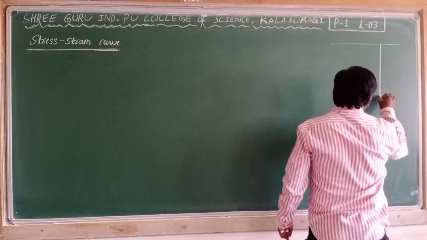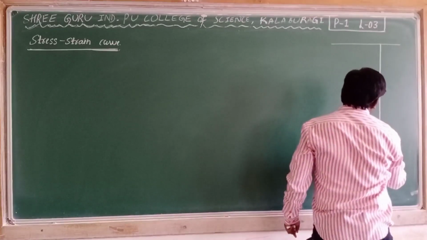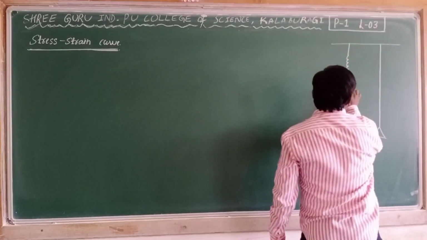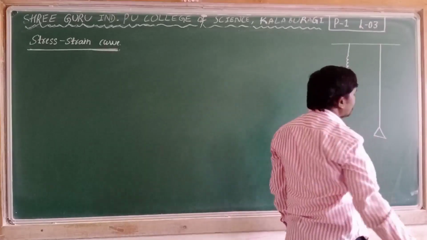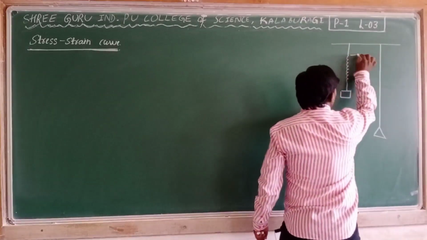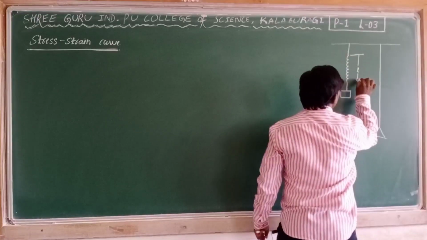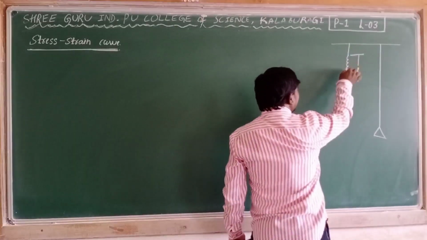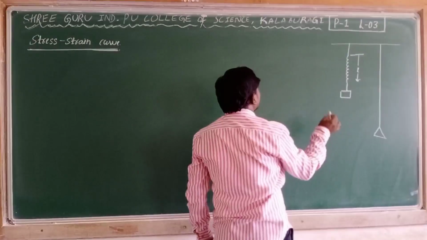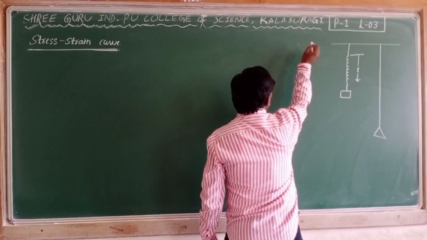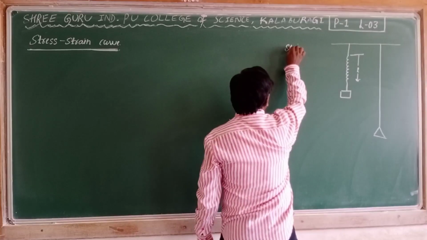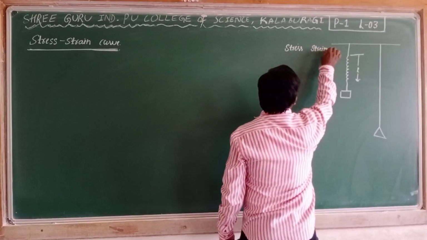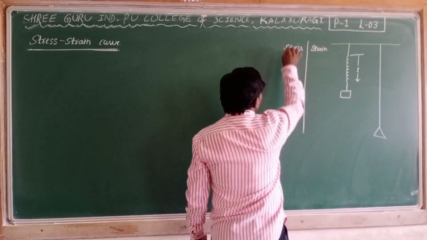Let us consider this is the rigid support. Here we hang a spring and the spring has a mass holder. The initial spring length is L. After adding a mass on this, definitely the length of the spring increases. This mass we are considering in the form of stress. With respect to stress, we are identifying the strain values.